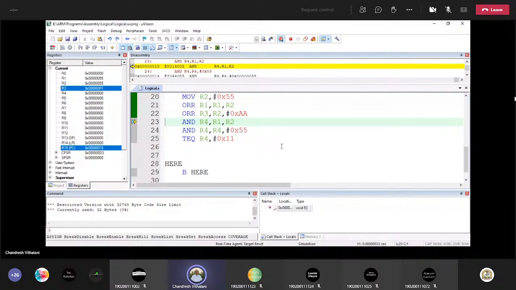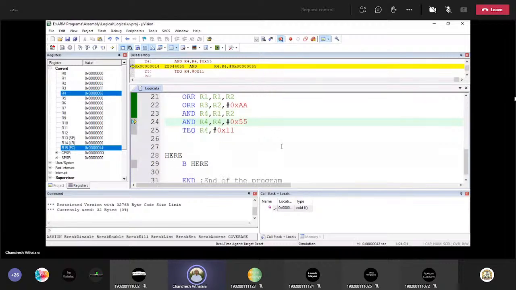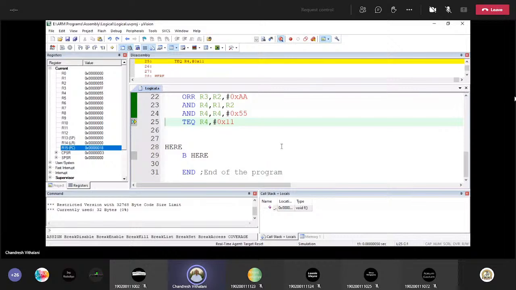Then we are performing logical AND between R1 and R2. R1 is 55, R2 is also 55, so naturally the result will remain 55. Then R4 and 55, so the result in R4 is 55. Again it will remain 55. Then TEQ, that is, it will perform the exclusive OR operation between R4 and 0x11.